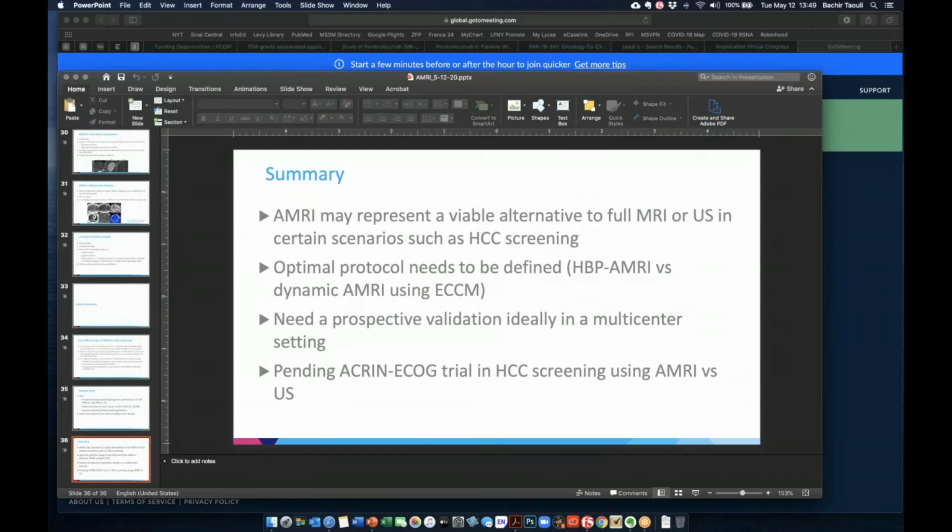And then there's also synthetic images, which are calculated images, for instance, in diffusion. But my experience has been quite disappointing with diffusion, for instance, looking at higher b values. We didn't find it to be really that useful clinically, but that's my own experience.